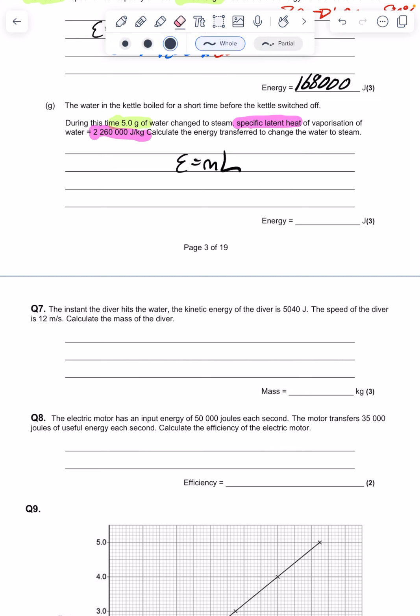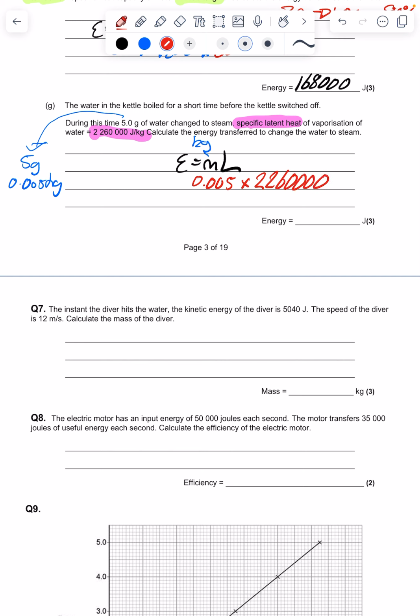You'll notice that we've got 5 grams here, but the mass here needs to be in kilograms. So 5 grams into kilograms is 0.005 kilograms. So for this calculation here, 0.005 times our latent heat, what's that, 2,260,000. Plug that into your calculator and you should get an answer of 11,300 joules.